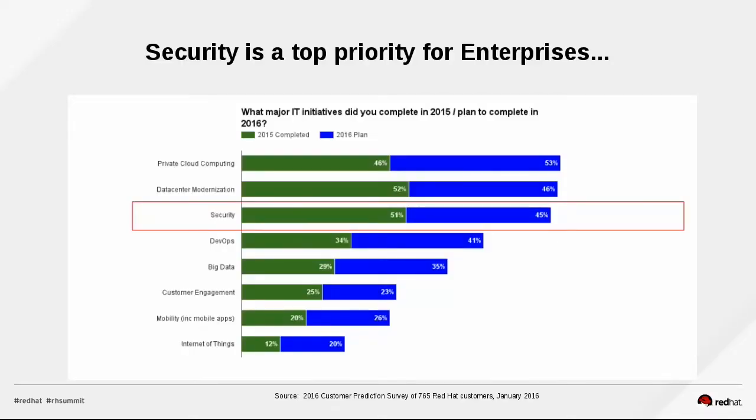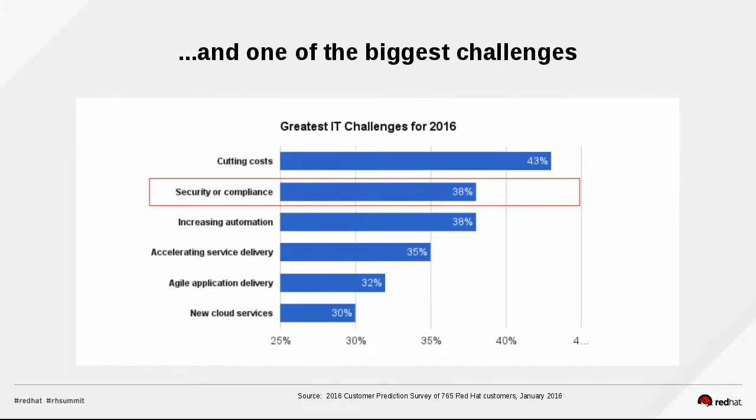So why do we care about this session? We surveyed our customers recently, the Red Hat customers, and security is one of the top priorities, as you would expect for enterprises. It was the 3rd highest cited priority after private cloud computing and data center modernization. But it also represents one of the greatest challenges and risks for the enterprise. So it was rated as the 2nd highest priority for a CIO among the 765 customers that we polled.